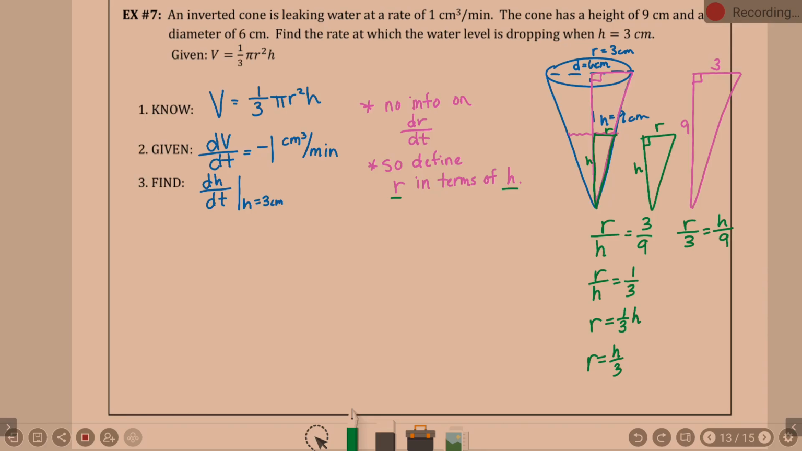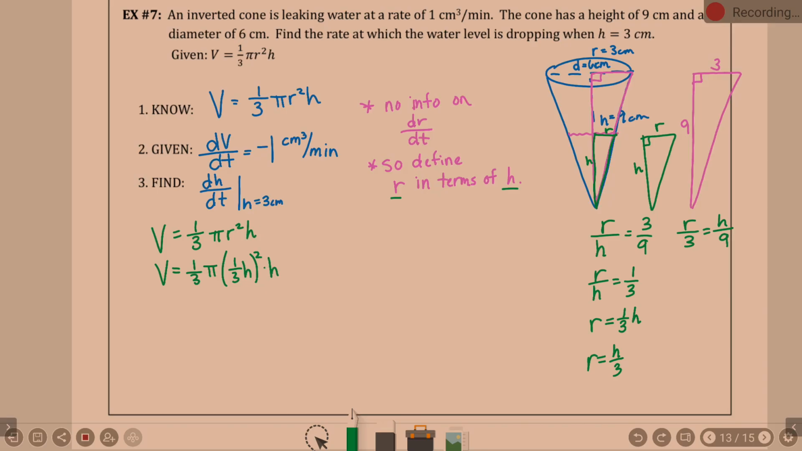Okay, guys, here's what we need to do. We need to take our formula we were provided, 1/3 pi R squared H. Do not differentiate yet, because if we differentiate, we're going to have a dr dt, and we don't want that. We need to get rid of the R. So replace R. 1/3 pi, what am I putting in for R? 1/3 H, quantity squared, times H.